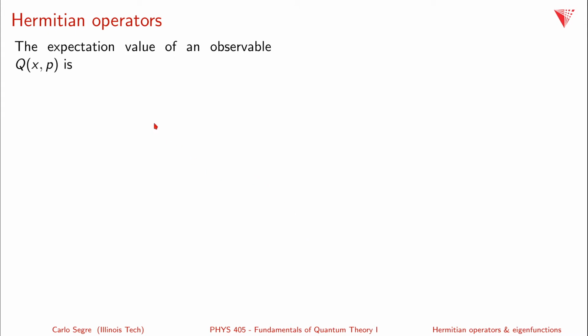The expectation value of an observable Q of x and p can be written as the angle brackets around Q, expectation value of Q, and then you have Q sandwiched between two wave functions, psi star and psi, integrated dx. And this can be written in the Dirac notation that we already mentioned before as bra psi and ket Q psi. So Q operates on psi.